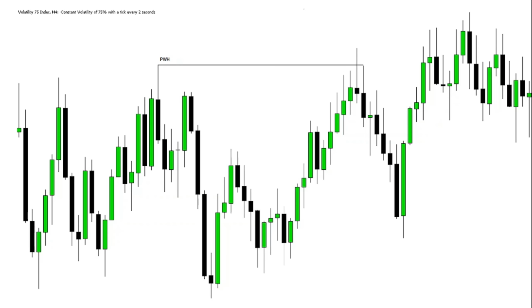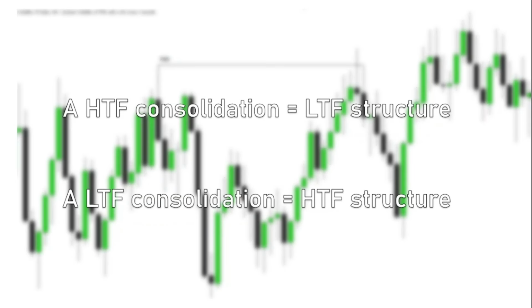in the H4. Which brings me to a point about something that I mentioned in the Telegram channel before, and I'm going to mention right here about consolidations. I did say just recently that you should be trading consolidations, but before that I also said some statement right here. Maybe I'll shed some light on it right now: a high time frame consolidation is actually lower time frame structure, and a lower time frame consolidation is actually high time frame structure.